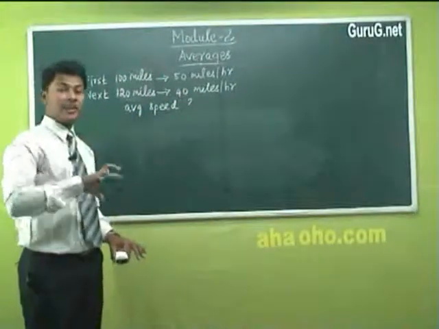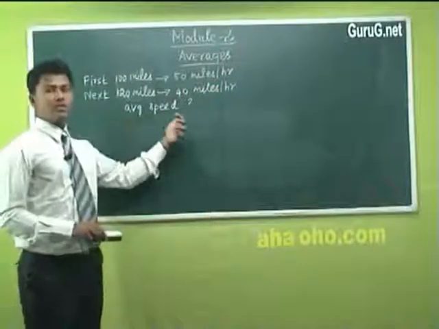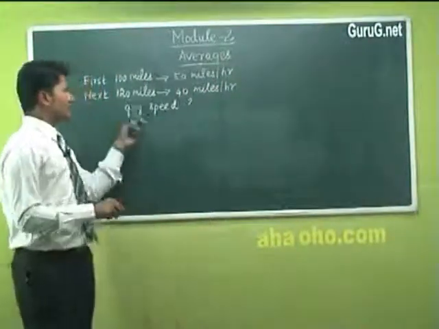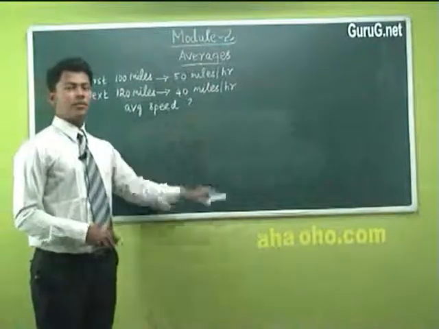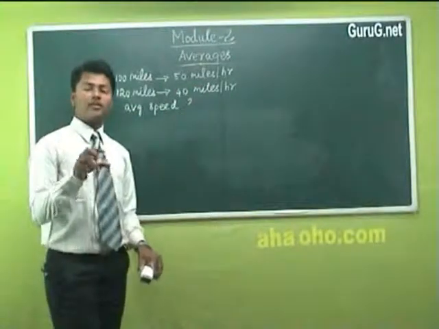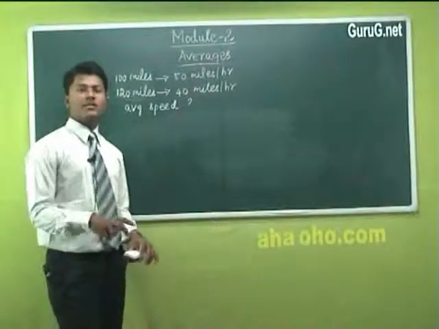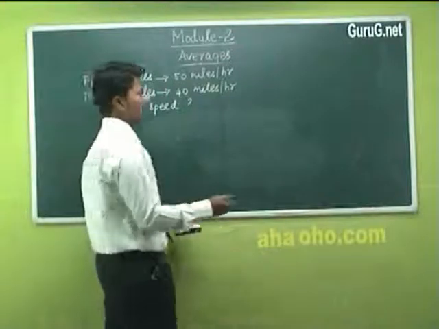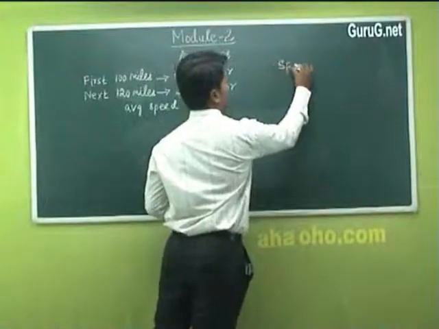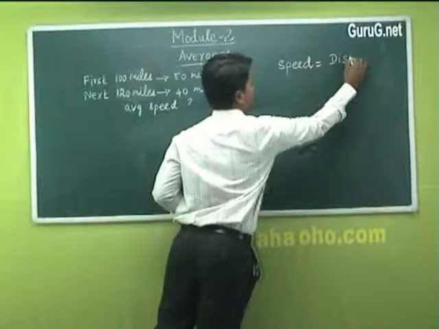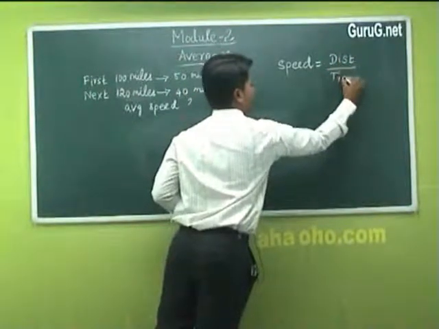In this case, the time is not given. You are asked to find the average speed, in which you are not given the value of time. Instead, distance is given and the speed is given. But you need to find the value of time in order to find the average speed. In this case, the formula speed is equal to distance by time comes handy. Speed is equal to distance by time.